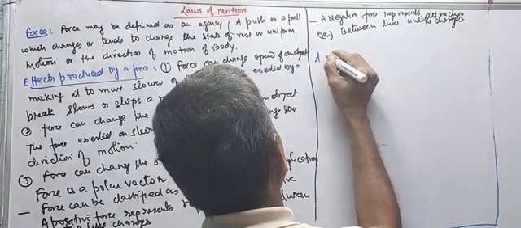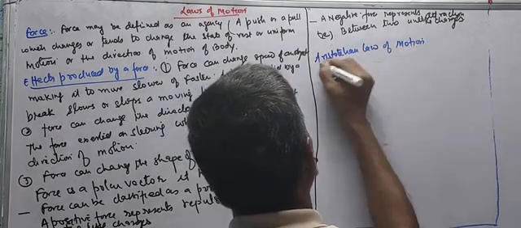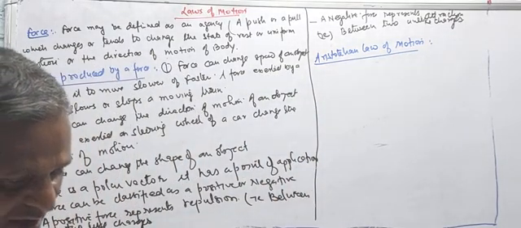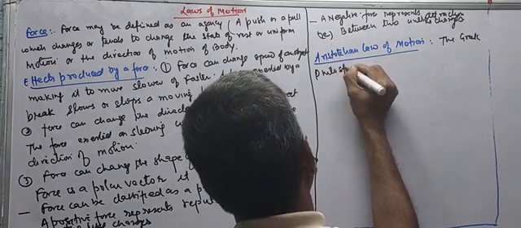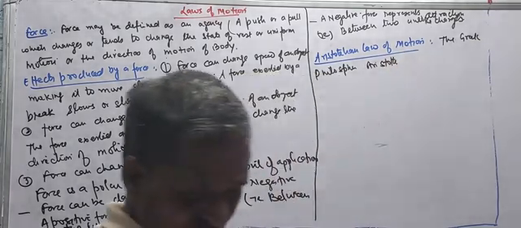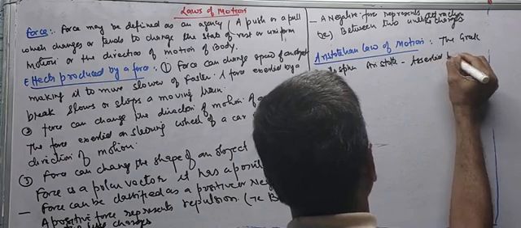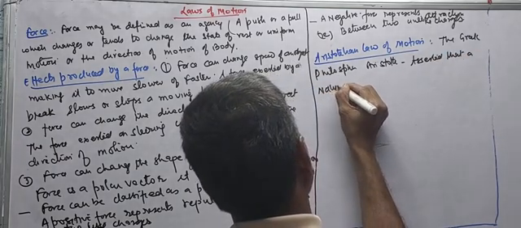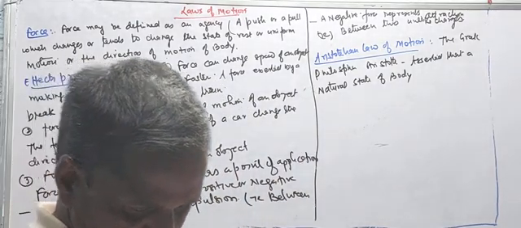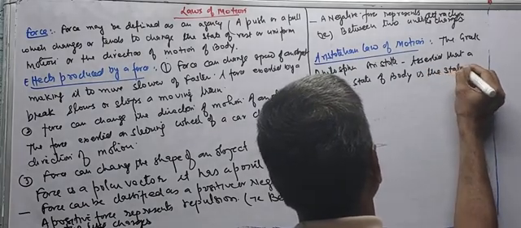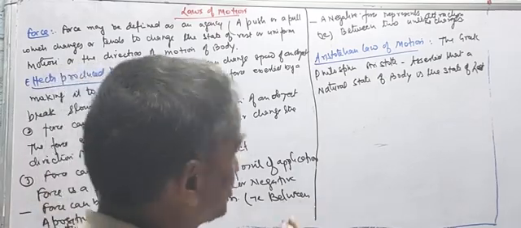Aristotelian law of motion. The Greek philosopher Aristotle asserted that a natural state of body is the state of rest.